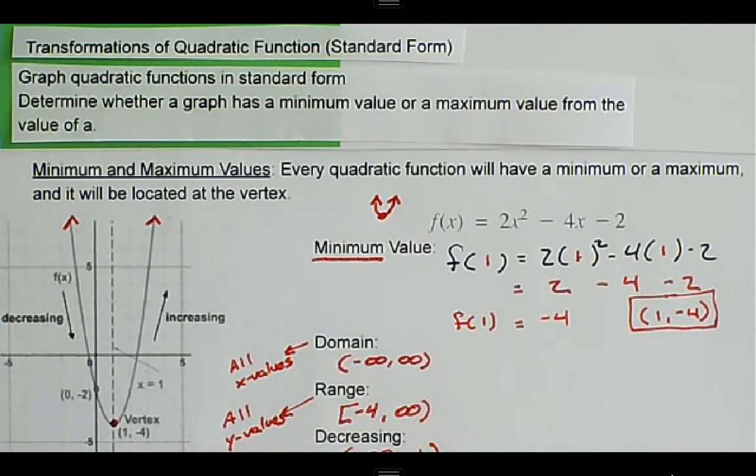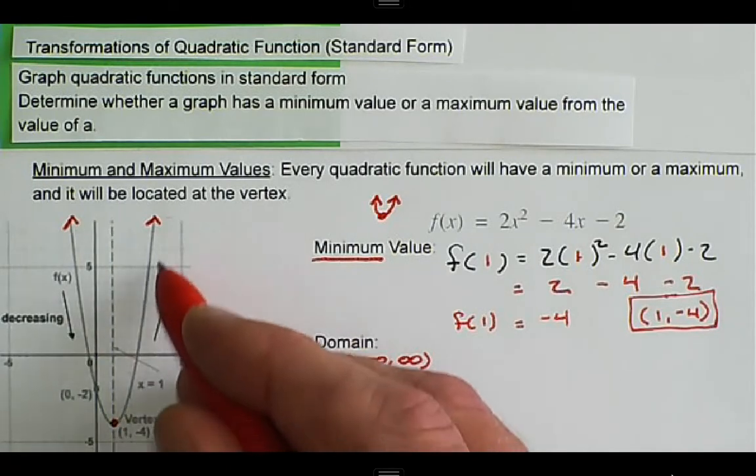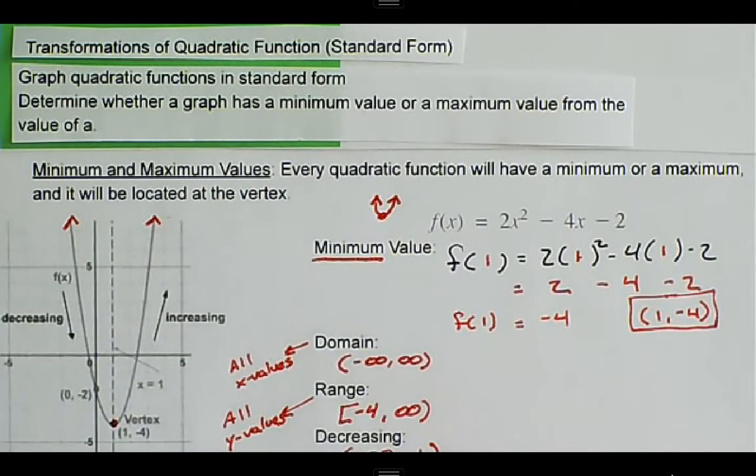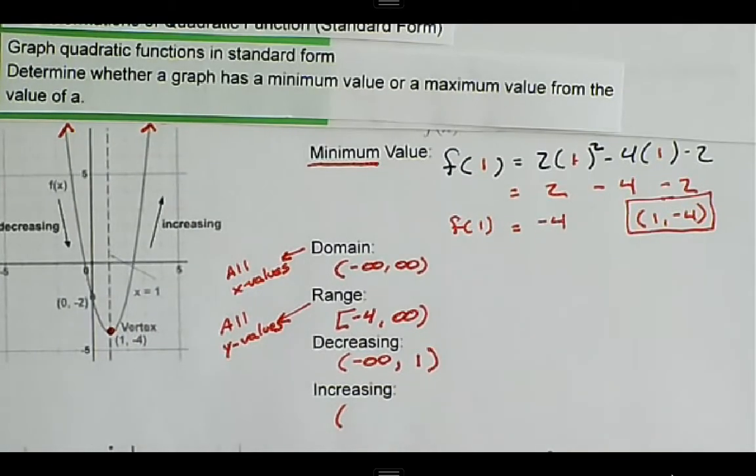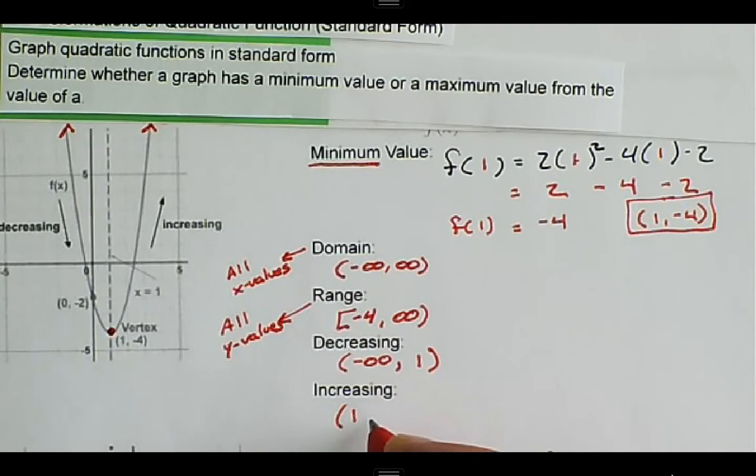Then we're going to start for increasing. The graph is going to start increasing and go all the way to positive infinity in the x direction. It's going to start at 1 and go all the way to infinity.